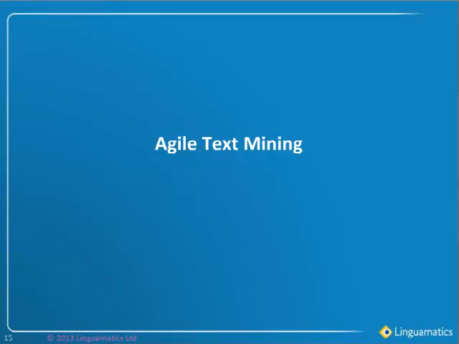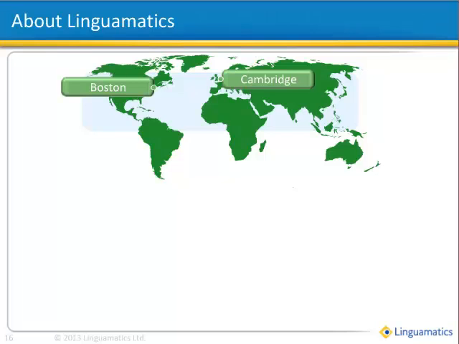So let's move on to look at Agile text mining. Agile text mining is a technology that was developed at Linguamatics, and it was aiming to address a particular problem. Traditional information extraction systems need to be programmed by a combination of a programmer, a linguist, and a domain expert. And that's a really hard combination to find.